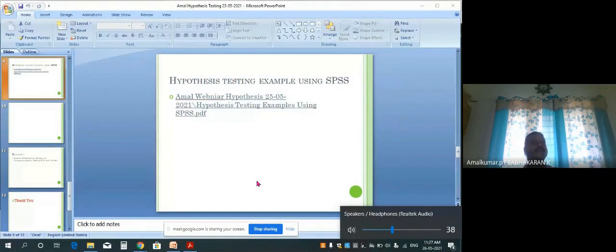He knows ANOVA is a comparative test. It is used for comparing two or more mean values. So based on the ANOVA rule, he can find that this test is suitable here, and he chooses ANOVA for testing that situation. Based on that he compares these three mean values, and finally he takes the decision.